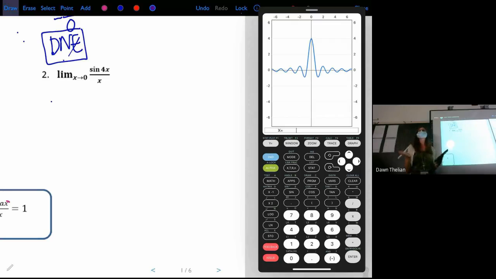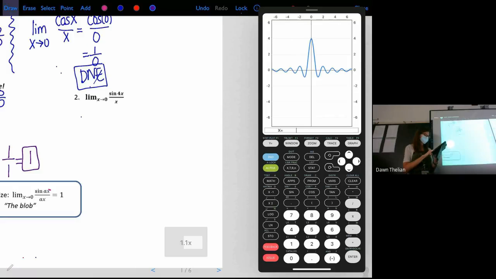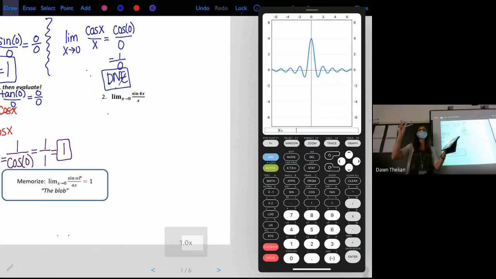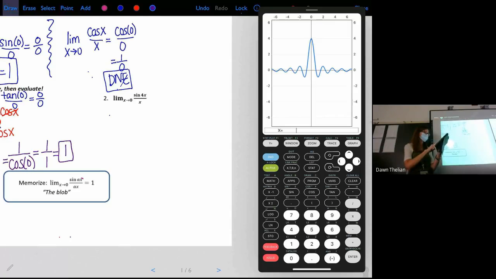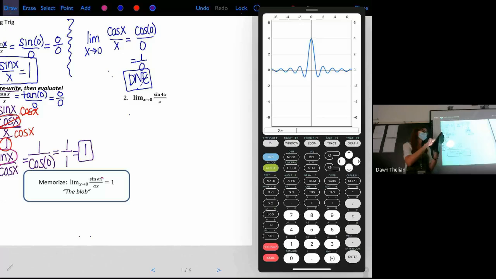So how could you write that out algebraically and not always resort to the calculator? One thing that you can do is formalize the blob, which is totally my phrase, but I feel like you're making a blob around sine x over x. That's why I call it that, Chris.